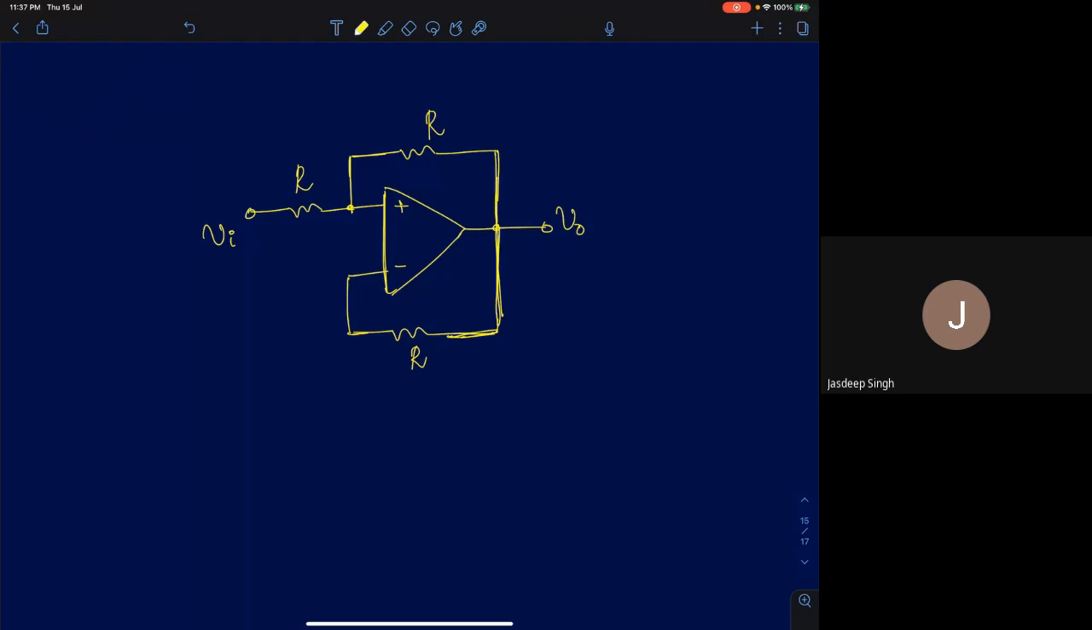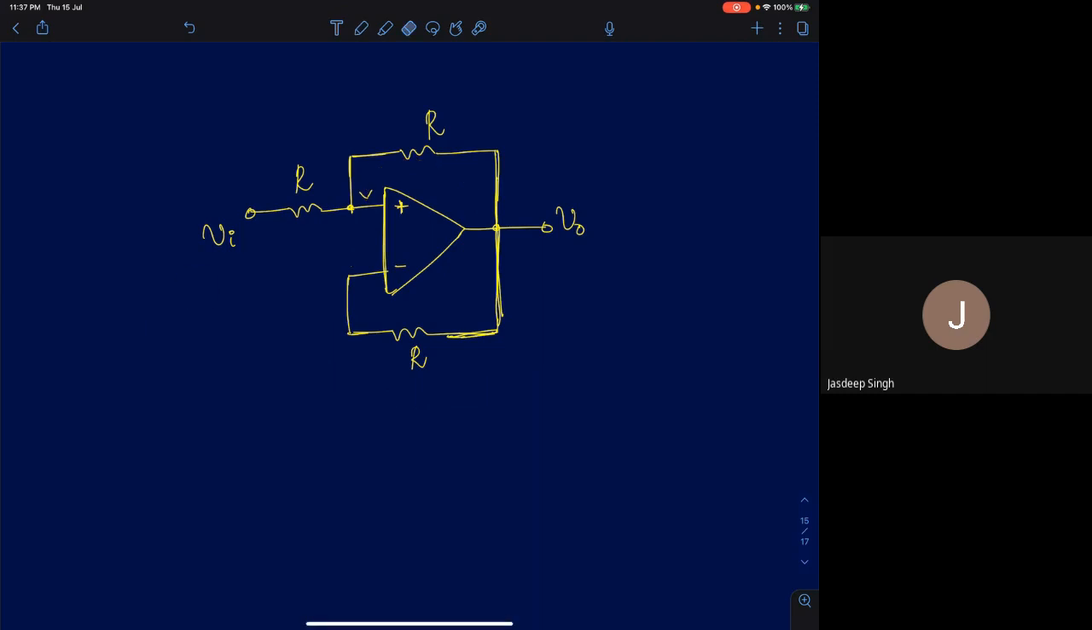So shown here is a circuit. You're supposed to find the transfer function of the circuit. Now, there are many ways of analyzing the circuit, but we'll look at some very simple methods to analyze circuits which have both positive and negative feedbacks. If you see here, the output is being fed back to the positive terminal, and the output is being fed back to the negative terminal as well. Which means there is both positive and negative feedback.